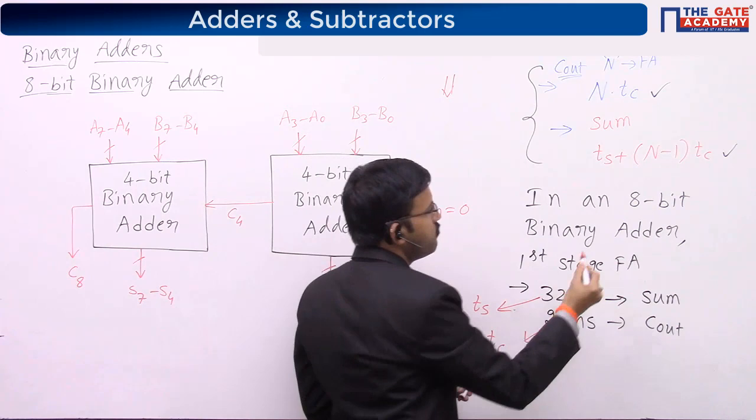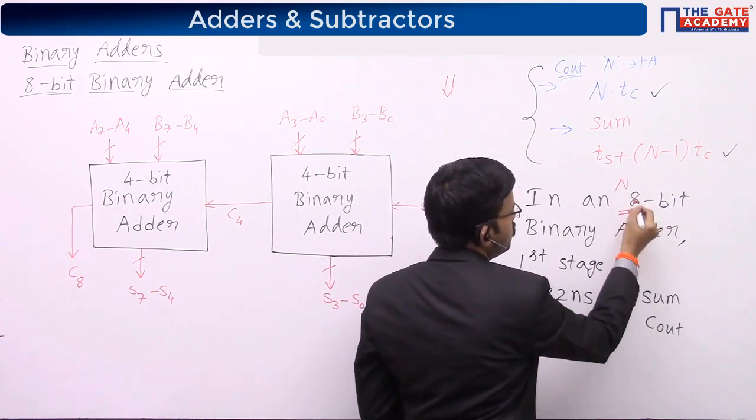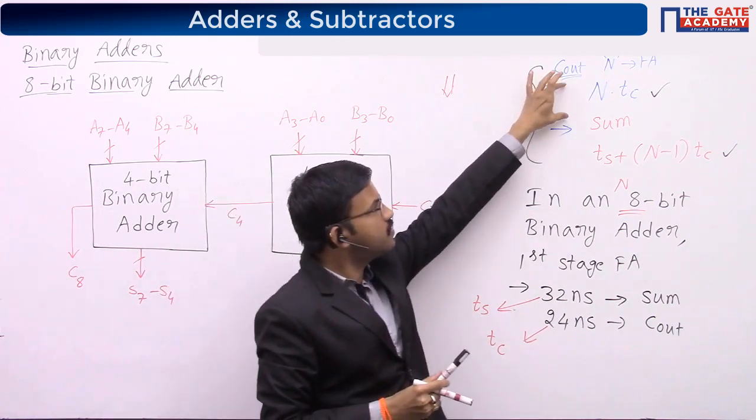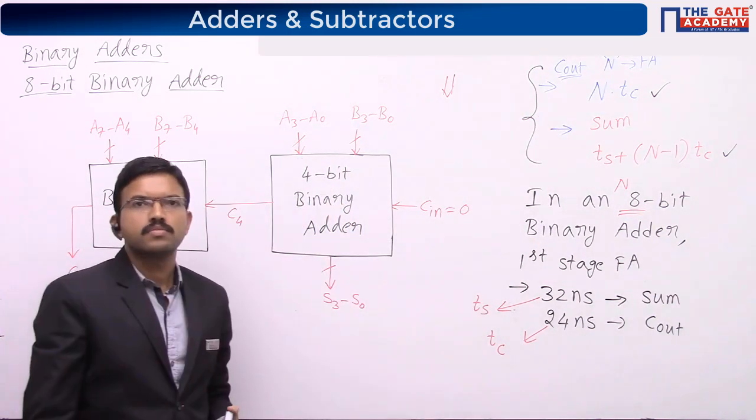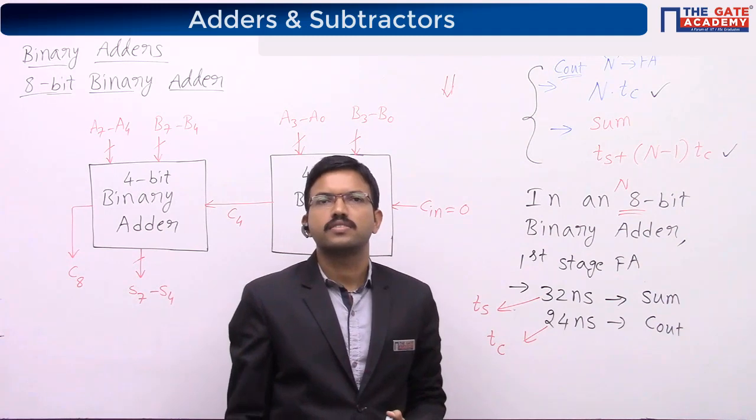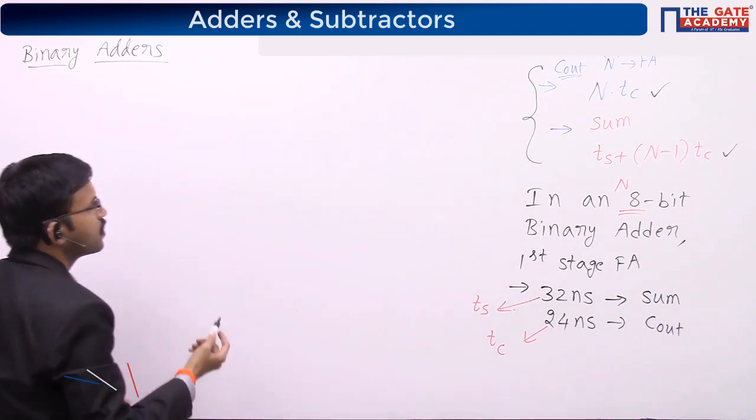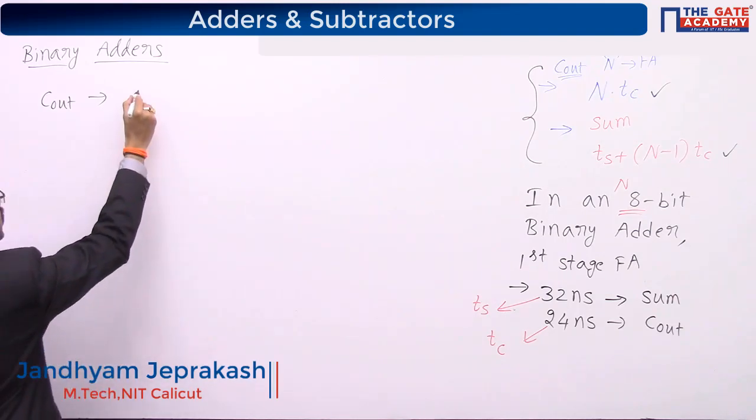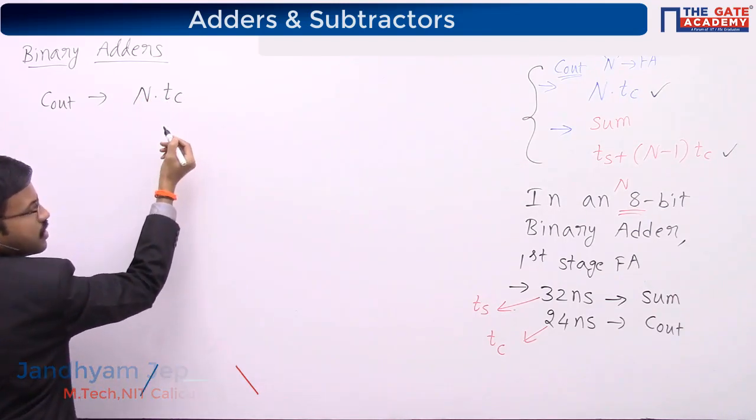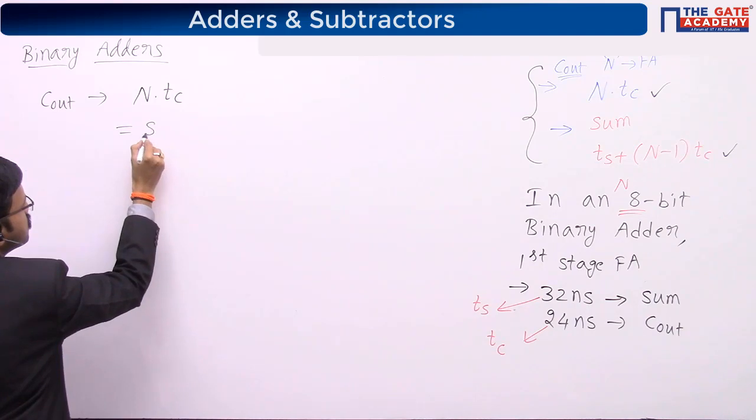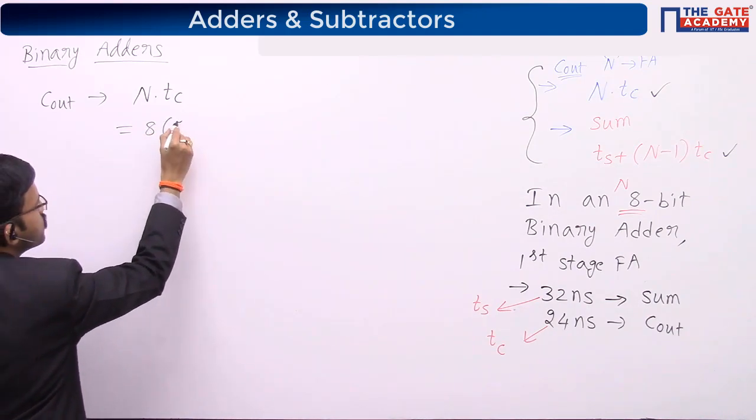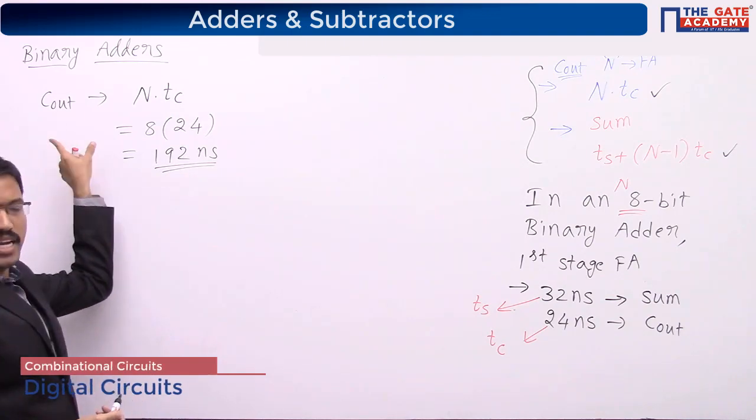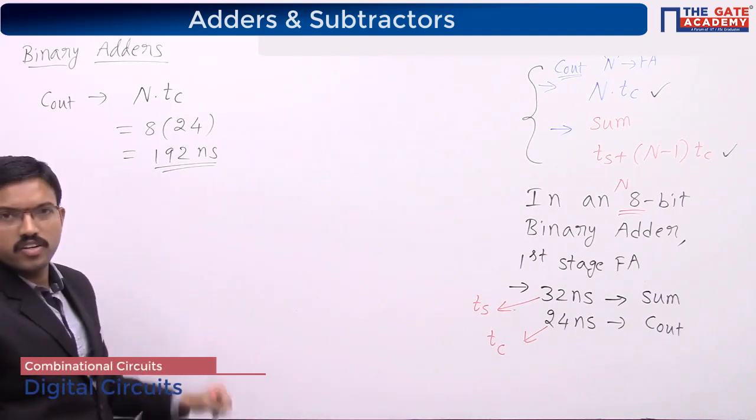Here in this case, n value is 8. Substitute these values here. Among these two, whichever is the larger, that will be the answer. Yeah, 200 nanoseconds is the correct answer. Substitute here. First let us see for C out. For C out, the formula is n into TC. Here n value is 8, TC value is 24. That is 192 nanoseconds. For generating carry at the 8th stage, it will be 192 nanoseconds.